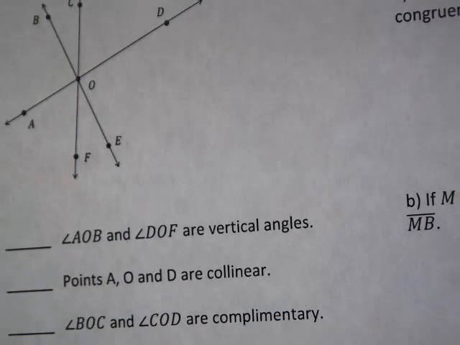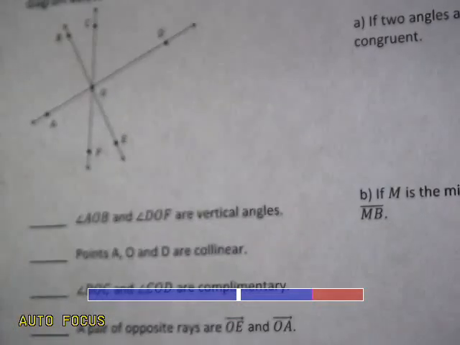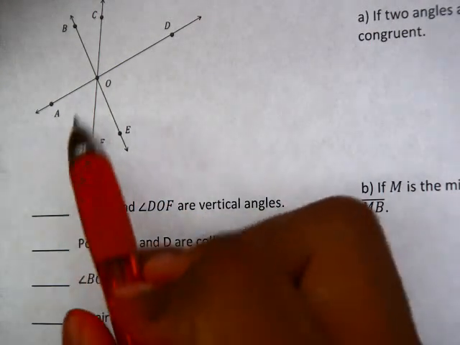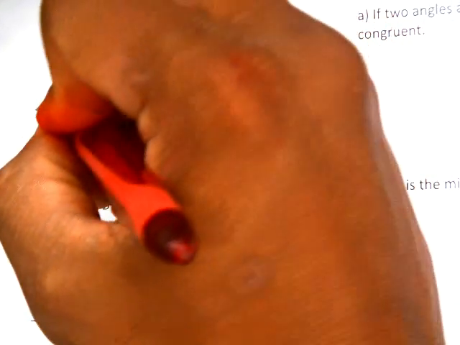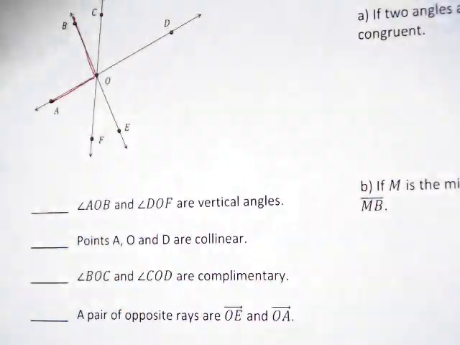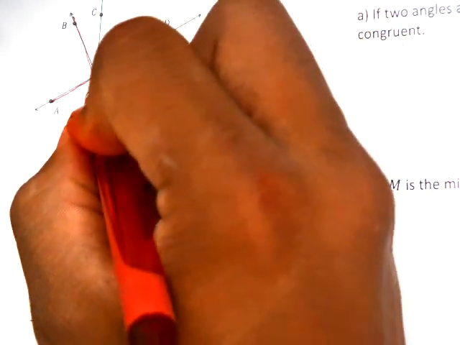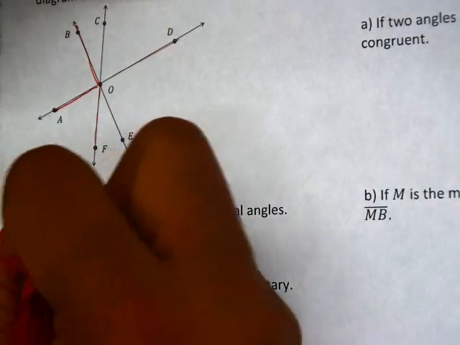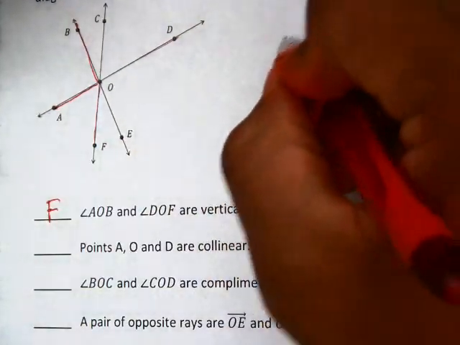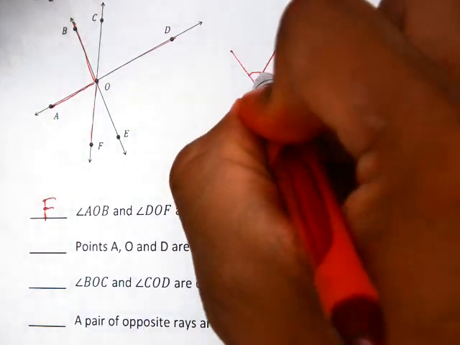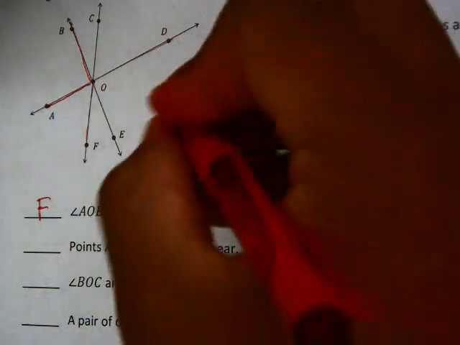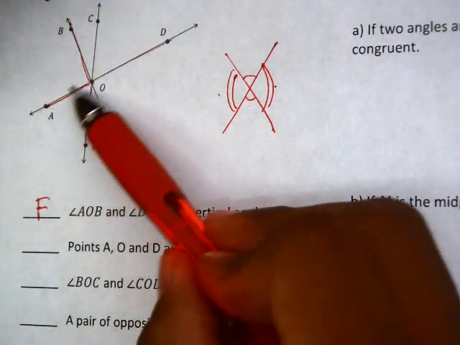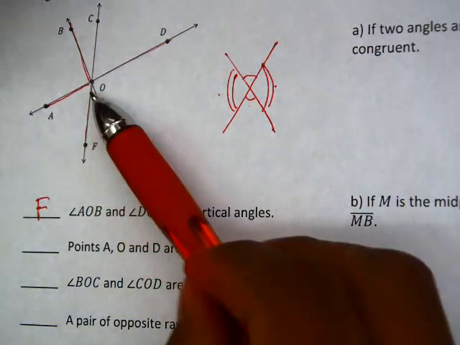Okay. So number 7, I'm supposed to determine from this picture whether these statements are true or not. Okay. So AOB, this angle right here, and angle DOF are vertical angles. This is false. Vertical angles are formed when you have two lines that intersect each other, and they're angles that are crossing each other like that. So those are vertical angles, and these are vertical angles, left and right.